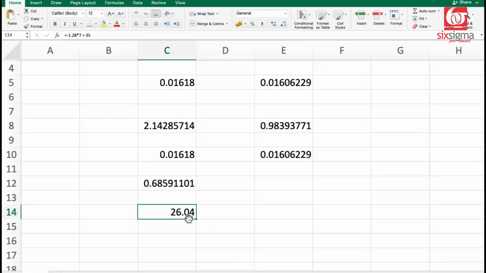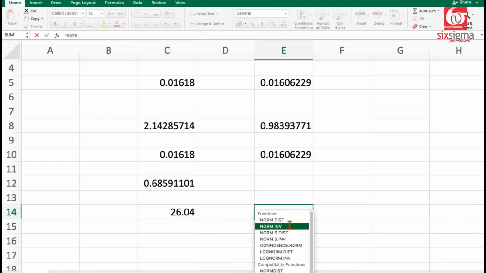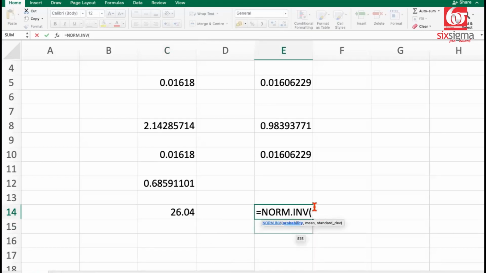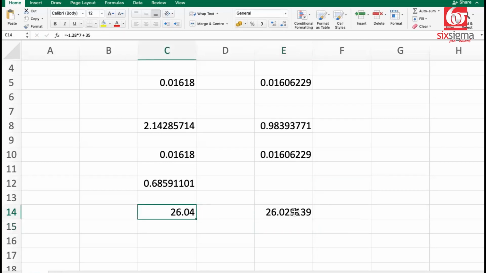This comes to 26.0. Is there a formula for this in Excel as well? Yes, there is something which is known as norm inverse. In this case, I'll be given the probability and I have to find out the threshold corresponding to it. So the mean is 35 and standard deviation is 7. See, again, there's a little bit of a difference in the values because of the precision. So this was the case when you were asked about the less than type of problem. So what is the threshold below which lie the 10% of the area?